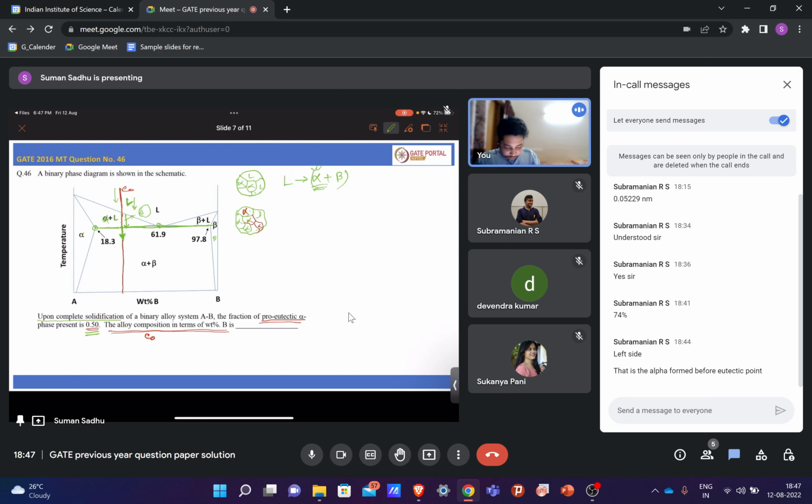So upon complete solidification, meaning we have cooled down to room temperature, as proeutectic alpha phase formed only up to the eutectic temperature, we have to consider the tie line at this temperature. Remember, we don't have to consider the tie line at room temperature. So if we write the tie line here, this composition is 18.3 and this eutectic composition is 61.9, right?